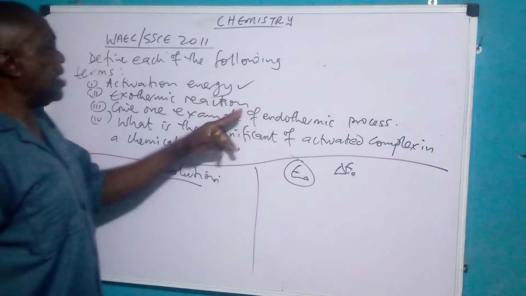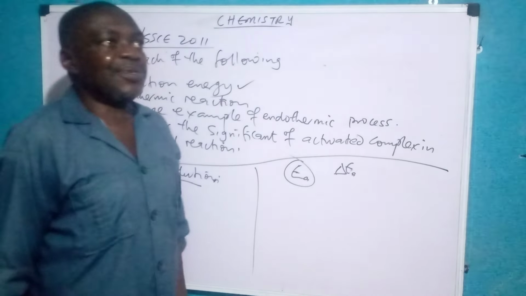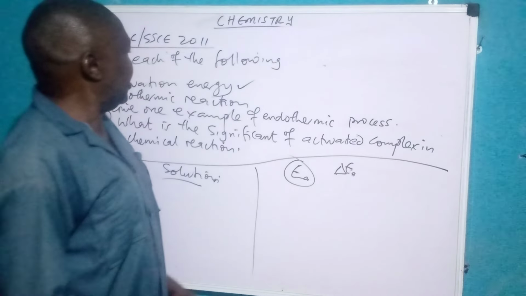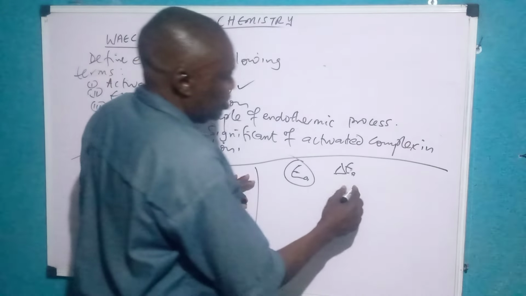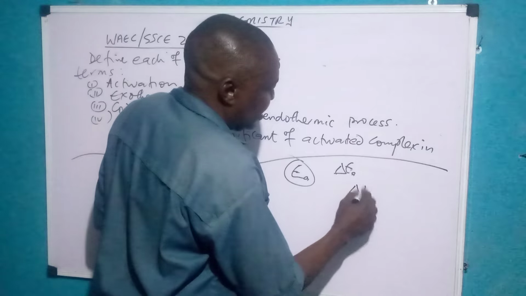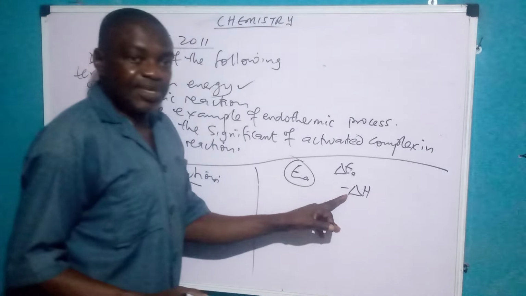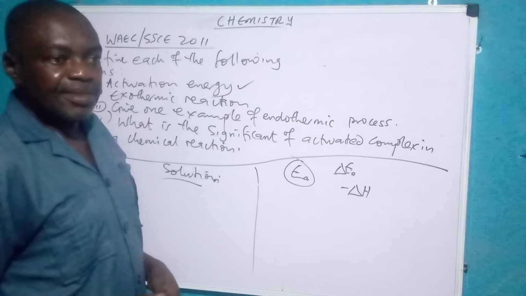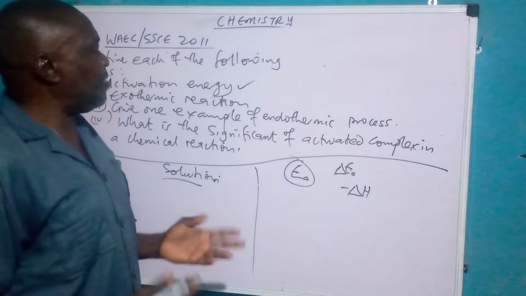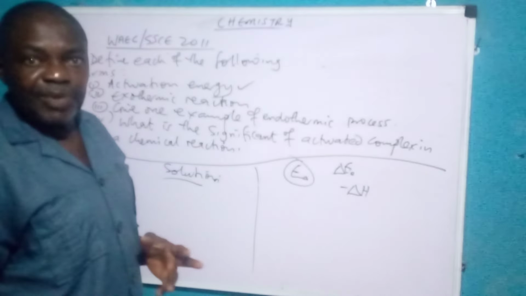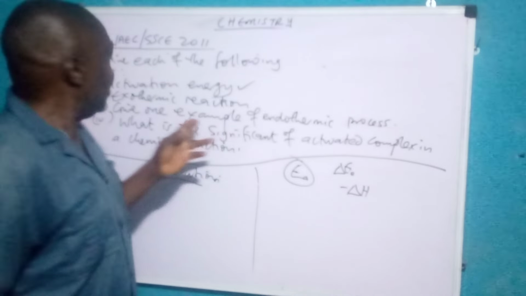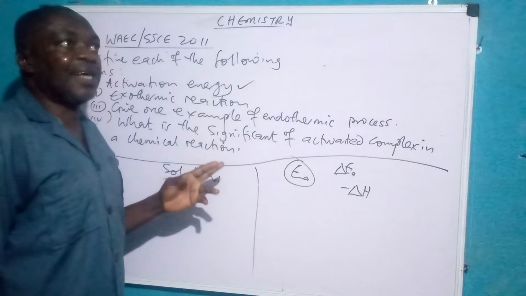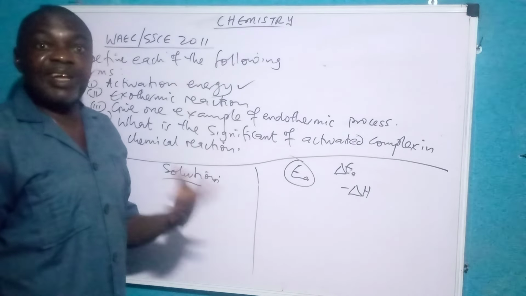Then exothermic reaction. Exothermic reaction is a reaction in which heat is given out to the surroundings. It is usually symbolized by delta H negative. This symbol shows heat is given out to the surroundings. That's exothermic. If we want to go further, just for the purpose of explanation, not actually for this question, because this question only tells you to define, we just say the reaction is one in which heat is liberated, that is, given out to the surroundings.